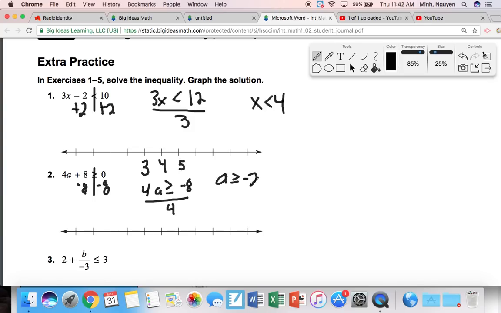Notice that because I'm dividing by a positive number, even though this 8 is negative, it's not the number I'm dividing by. So the symbol does not change. A is equal to or greater than negative 2. Start off at negative 2. The circle is going to be filled because it has an equal sign. Greater than means to the right, so our arrow is going to be facing away to the right.